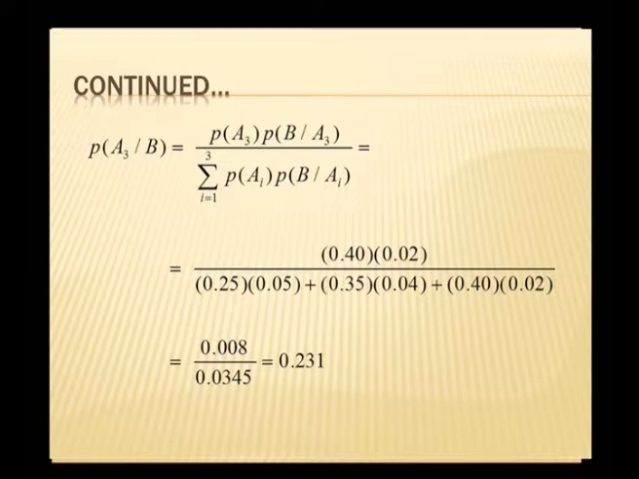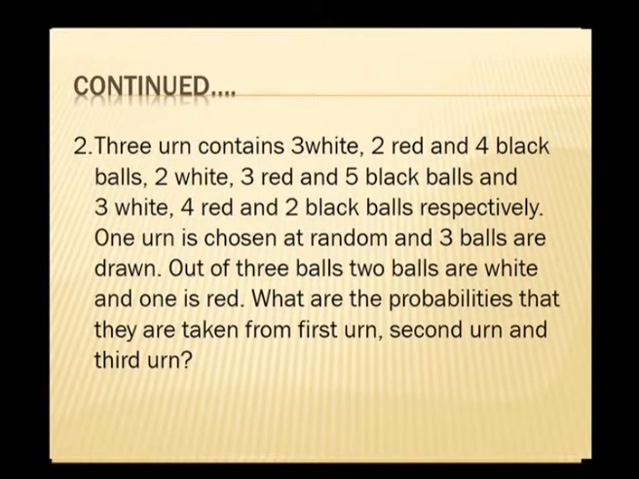Hence, the value is going to be 0.231. So, in the second problem, there are 3 urns containing 3 red, 3 white, 2 red and 4 black balls. Another second urn, 2 white, 3 red and 5 black balls, and third urn we have 3 white, 4 red and 2 black balls respectively.